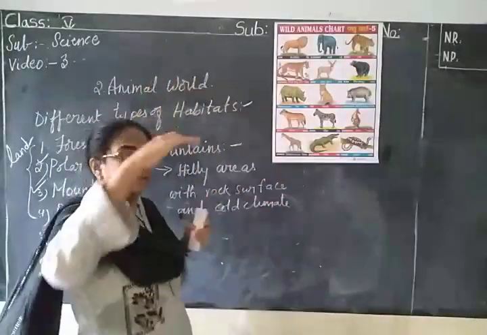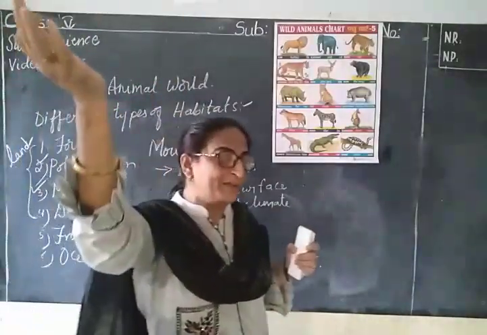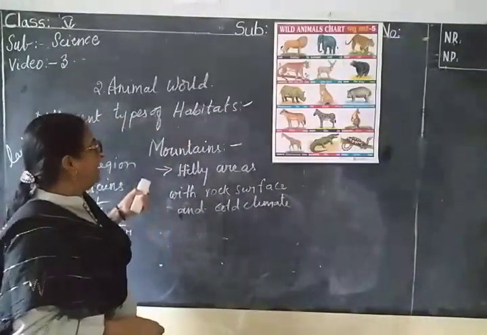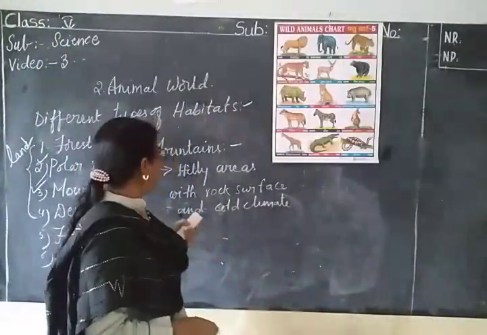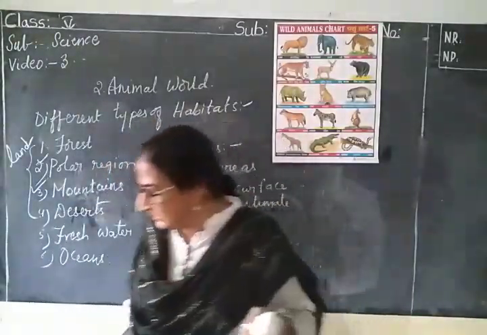Because they are higher, above sea level, isn't it? So places at higher altitudes are always cold. So these mountains also have a cold climate. So these are hilly areas with rocky surface and cold climate. Do you understand? So these are like that.